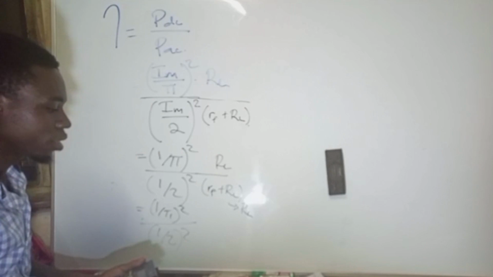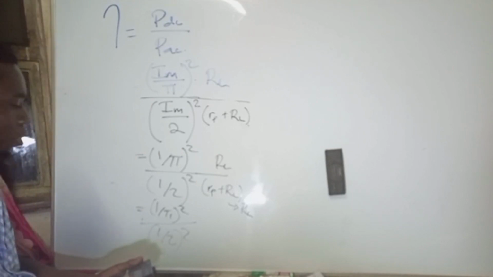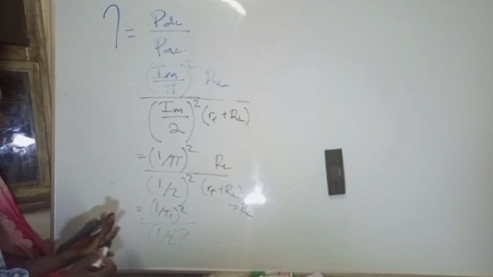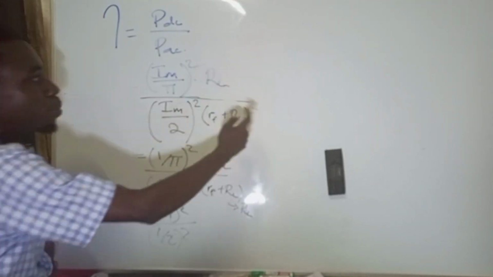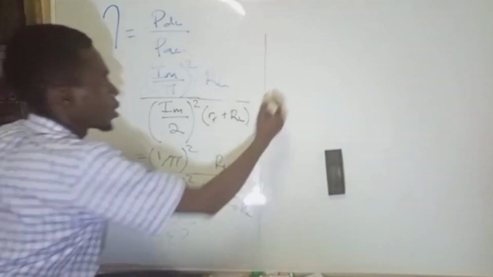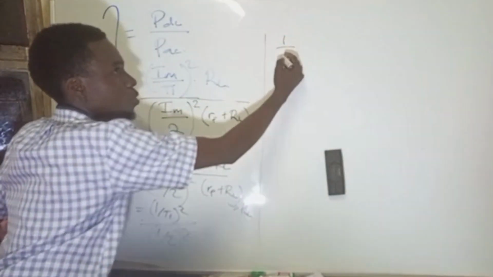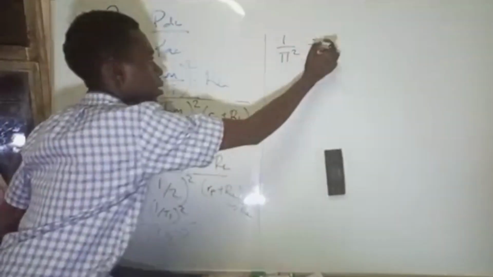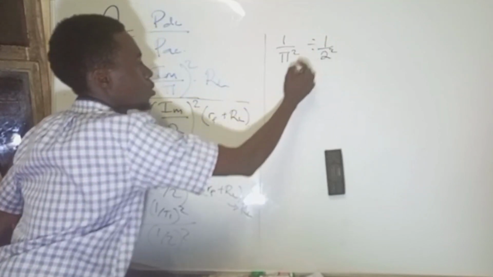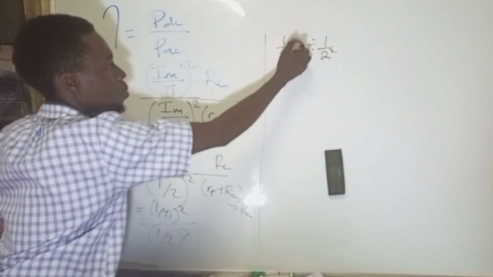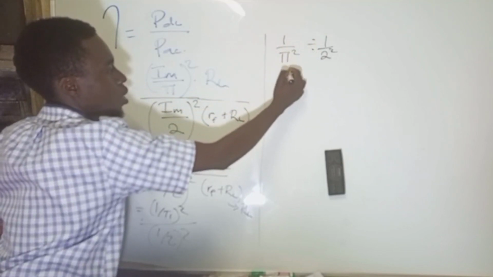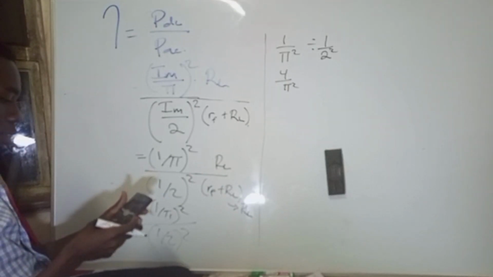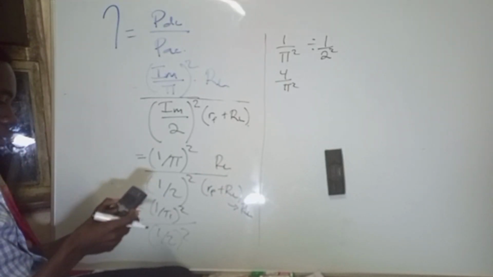So here I'm getting a 4 over pi squared, because this is simply going to come up. It's simple. I don't know if this part is visible. This one will be 1 over pi squared, divided by 1 over 2 squared, which is 4. So I'll remain with the 4, which will go up when I put a multiplication sign, and I will have 4 over pi squared.